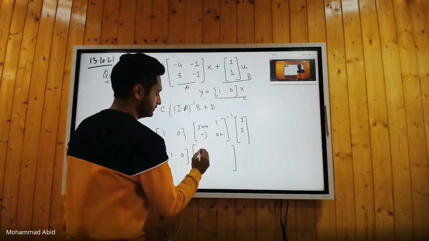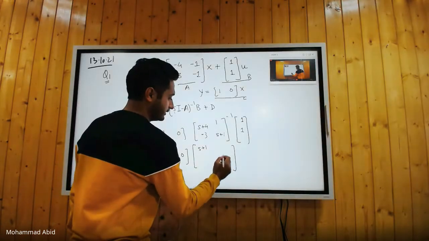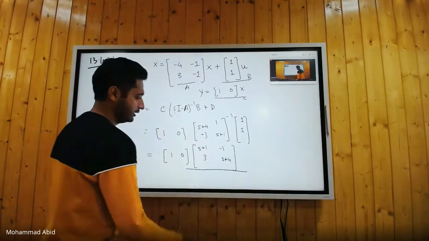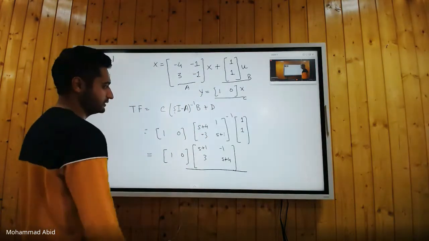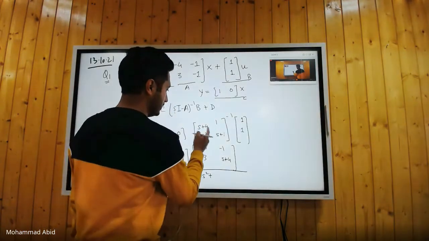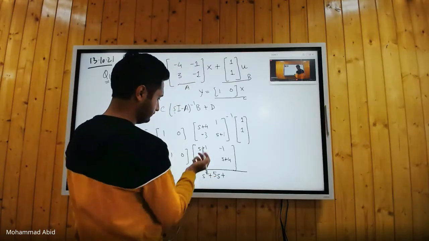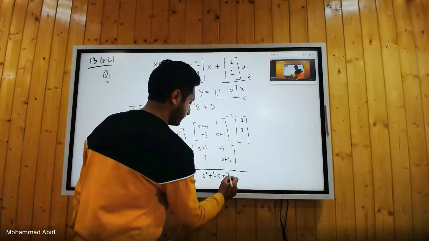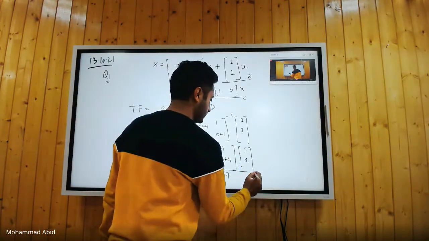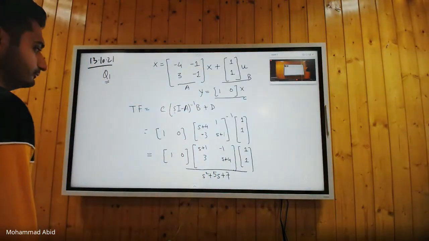First find the adjoint. The diagonal elements change their position and non-diagonal elements change their sign, isn't it? Divided by the determinant of this matrix. This will be s squared plus 5s plus 4 plus 3, that is 7, times 1 and 1. Please correct me if I make a mistake somewhere.